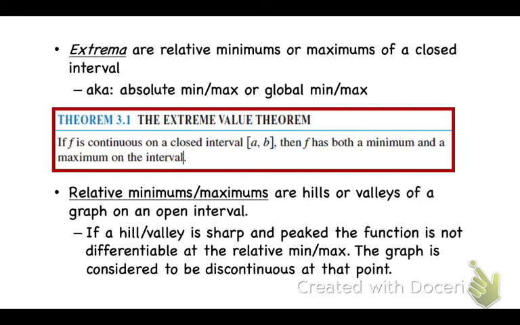Because I have people that always are trying to differentiate an absolute value function. What's wrong with that? Well, you can't, because the hill or valley is sharp and peaked. Way back in Algebra 2, we talked about what a polynomial was, and it is a nice, smooth curve.